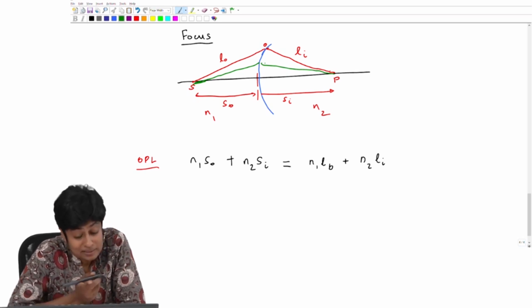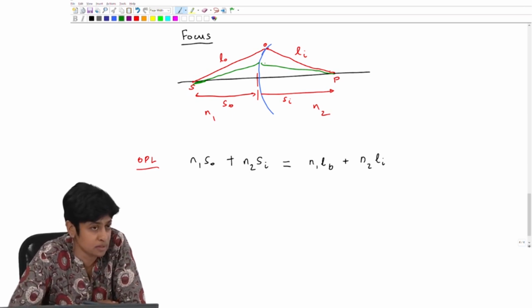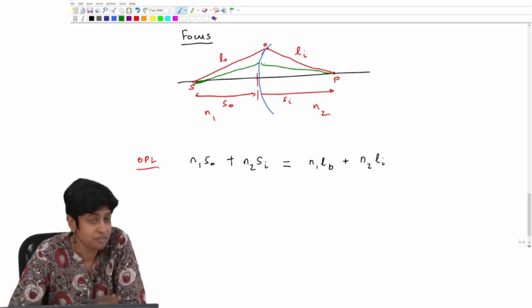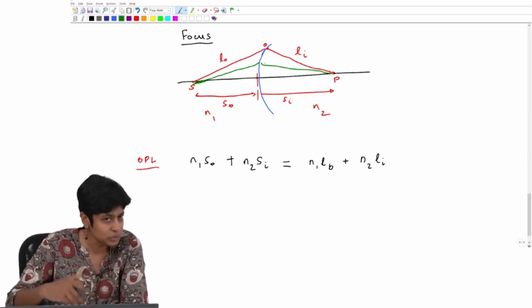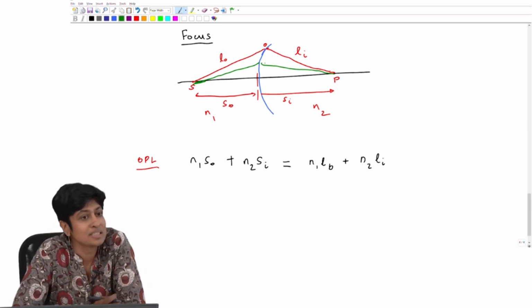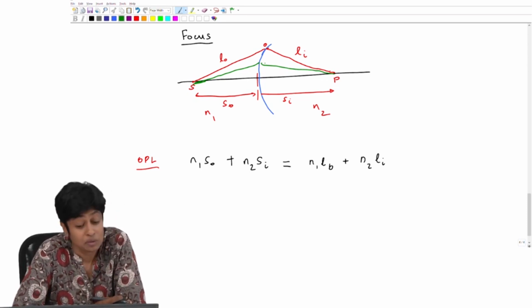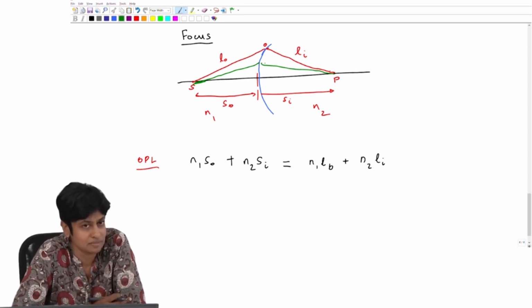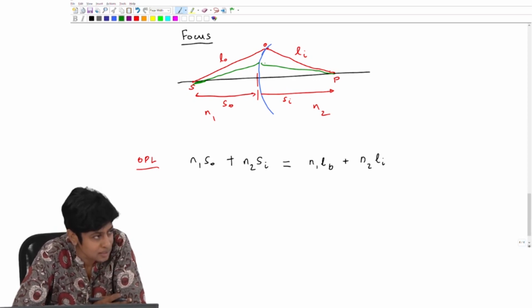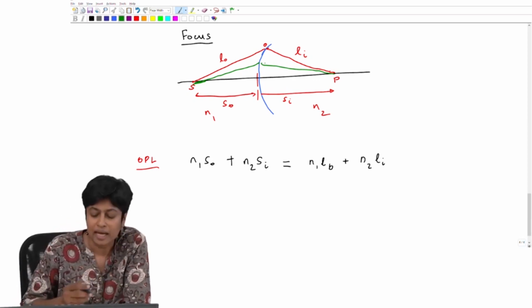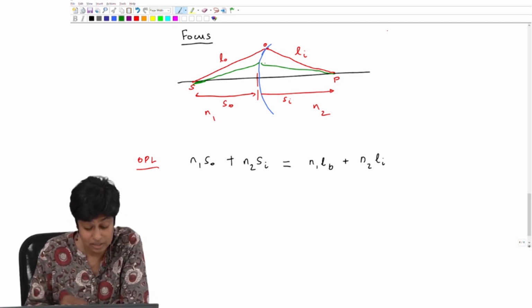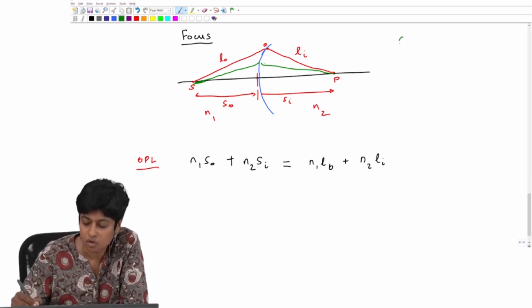Then I would say this interface that I have chosen, it is not a flat interface, it is an interface with some kind of curvature. This interface that I have chosen is doing the job of imaging. Now, does such an interface exist? It turns out it does, right? And the interface that satisfies this condition is called a Cartesian oval.